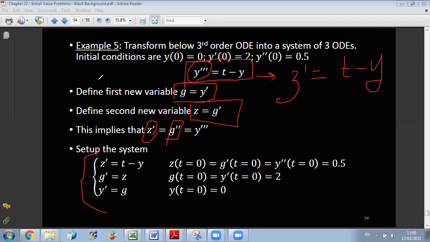And once this step is done, then all I have to do is solve in the way we have done with the previous problem.